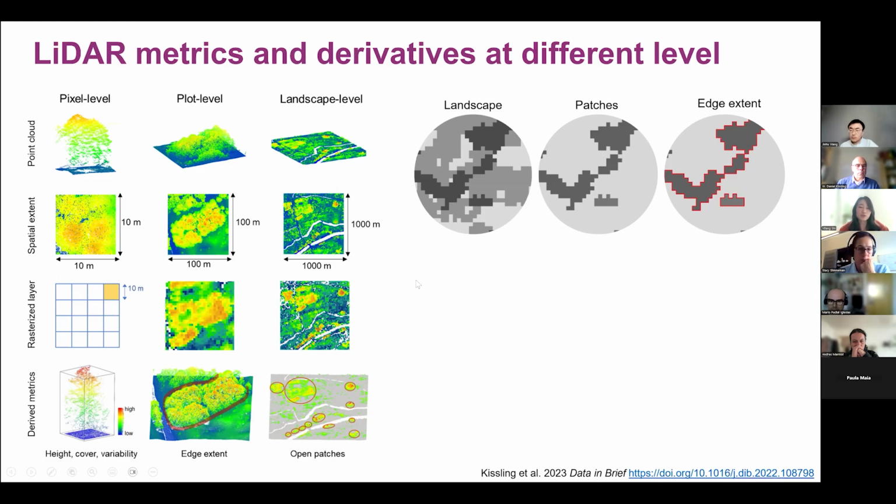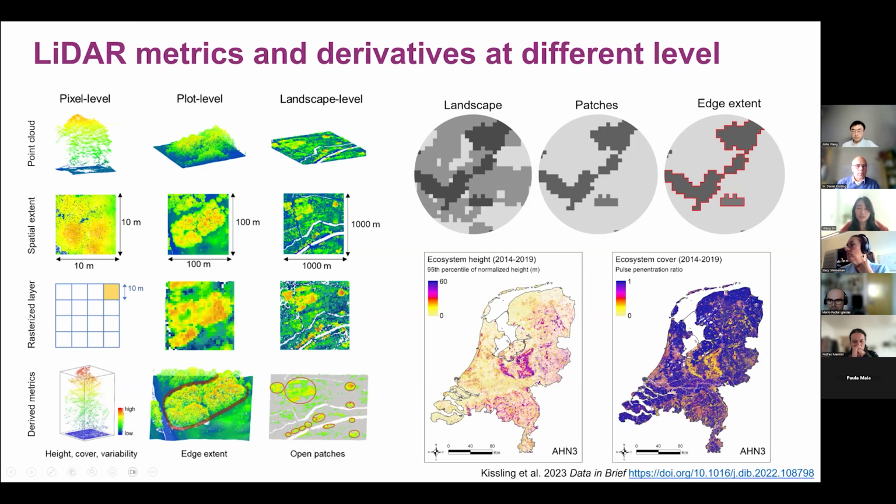If you zoom out even further, you could even count the number of open patches within a kilometer by a kilometer area. So those are the derivatives you can generate from fine-scale LiDAR metrics. And data products of those LiDAR metrics at national scale can be used as an input layer, as a base layer for deriving landscape metrics. Those are important information that you can use, for example, if you want to map species distribution modeling at a national scale.